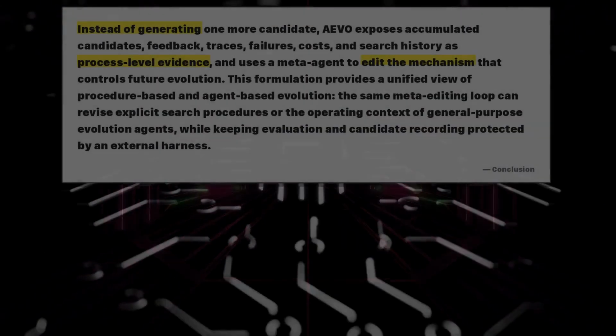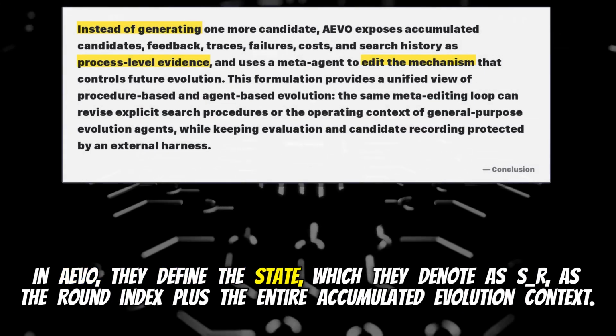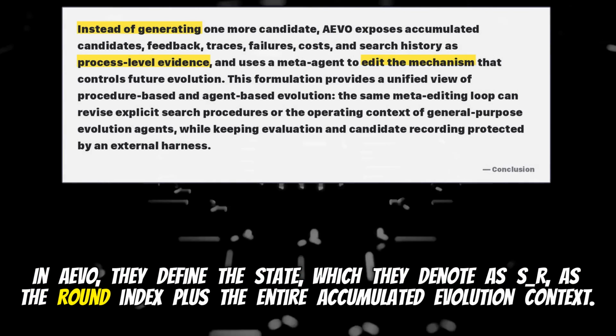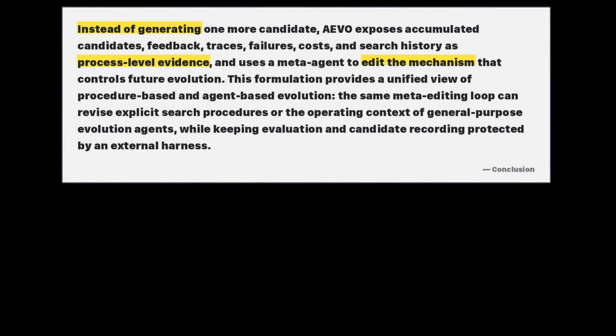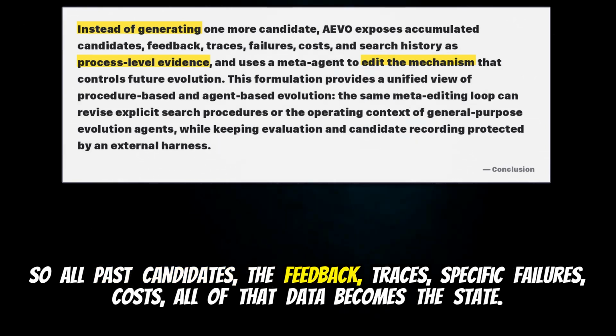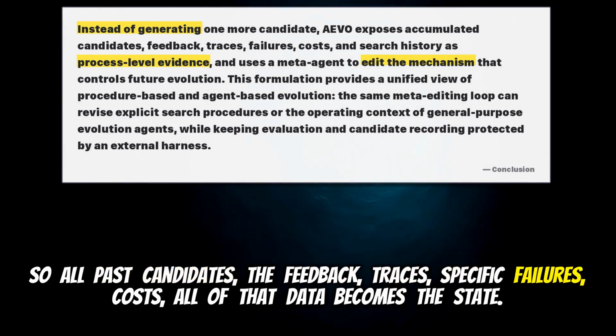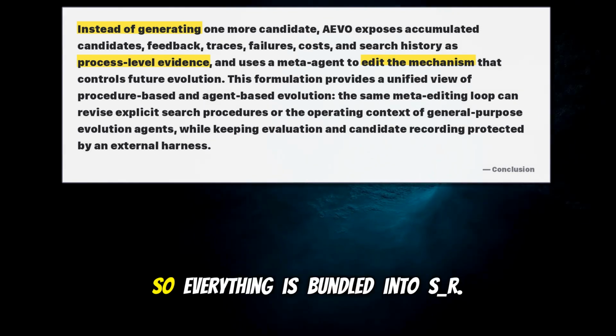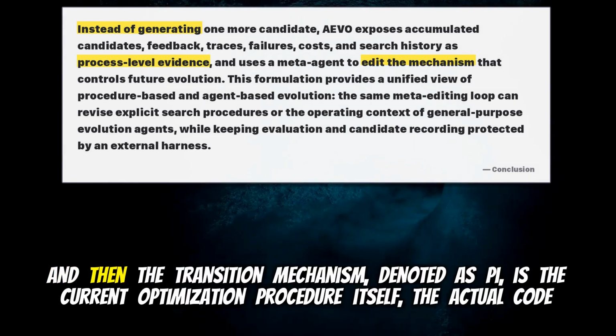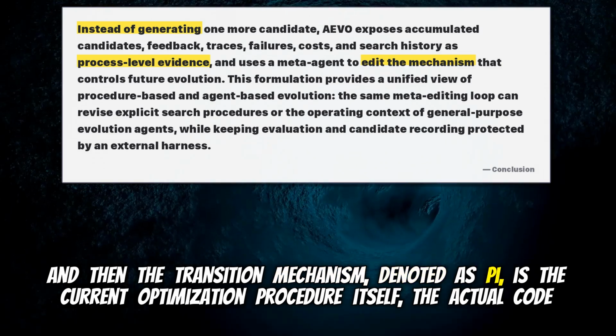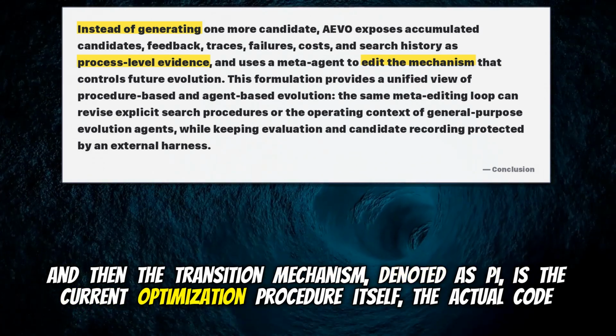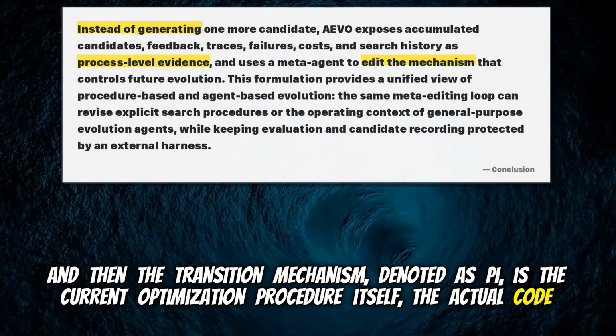Okay, keeping up so far. In AEVO, they define the state, which they denote as s_r, as the round index plus the entire accumulated evolution context. So all past candidates, the feedback, traces, specific failures, costs, all of that data becomes the state. Wow, so everything is bundled into s_r. Everything. And then the transition mechanism, denoted as p_r, is the current optimization procedure itself, the actual code governing the search.